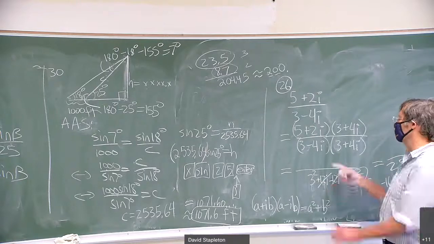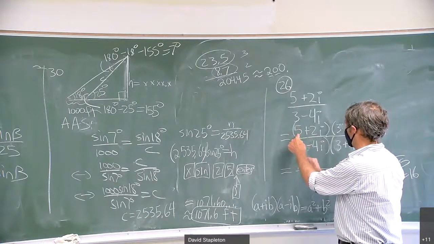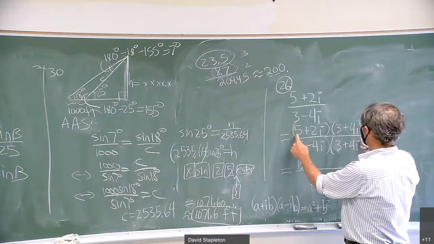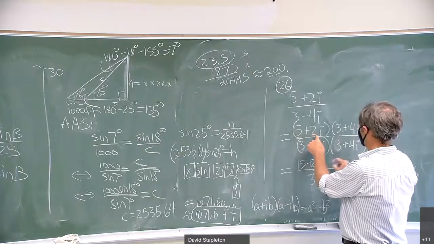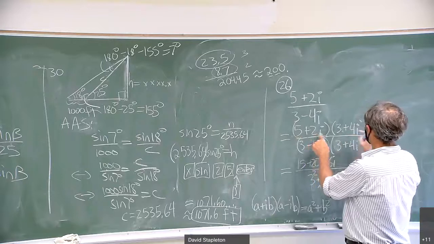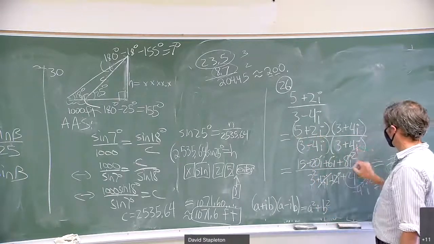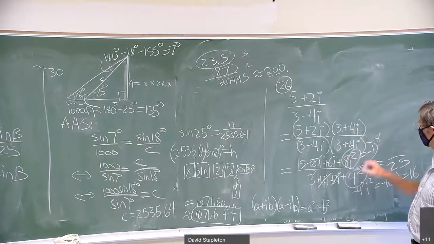Top, not so lucky because they're not conjugates, right? I have to multiply out and see a FOIL. 3 times 5 is 15. See how I snuck in multiplication here too? Plus 5 times 4i is 20i. Plus 3 times 2i is 6i. Plus 2i times 4i is 8i squared. And then i squared is minus 1, so this is minus 8.